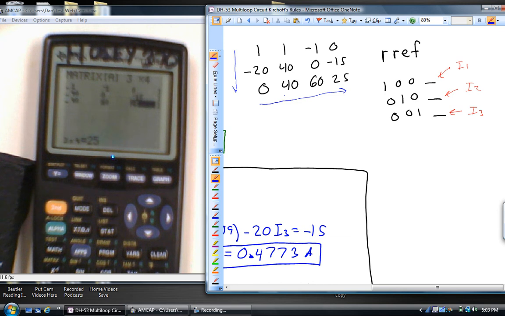Now this is the part that actually throws people off the most in terms of using this in your calculator. You have to quit out of the matrix before you can do other stuff. So what you do is you just hit second, quit, brings you to your regular screen.